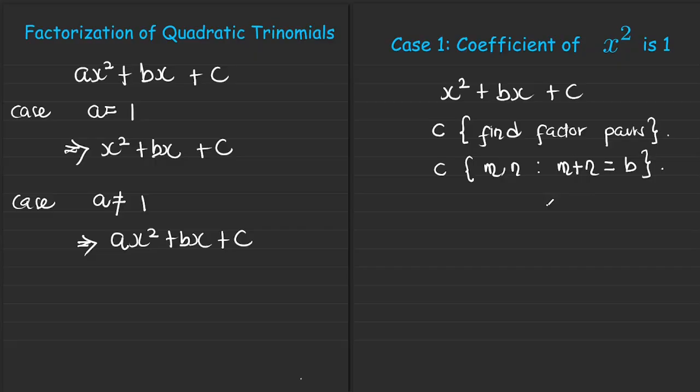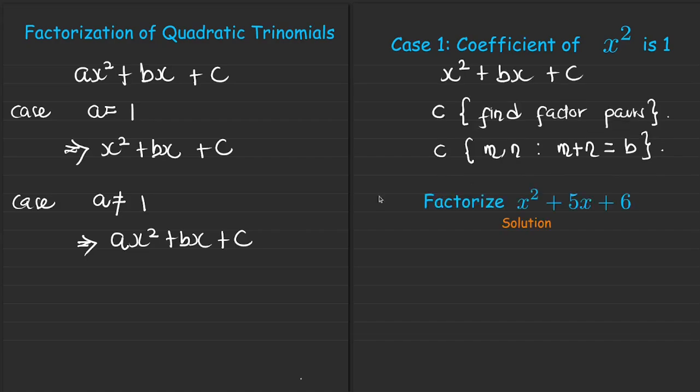It wouldn't be clear just with theory. So let's take some examples, and then we see what I'm actually talking about. For this first question we have here, it says x squared plus 5x plus 6. Now the first step is to find factor pairs of c. Take note, in this, a is equal to 1, b is equal to 5, and c is equal to 6, as you can see.